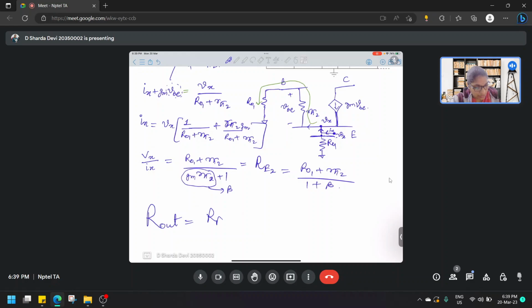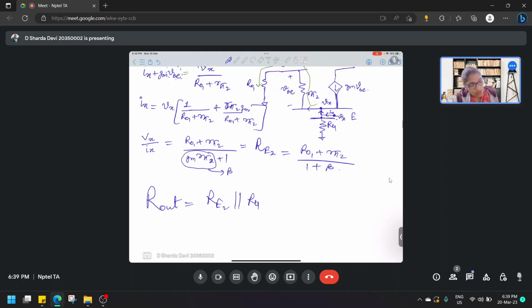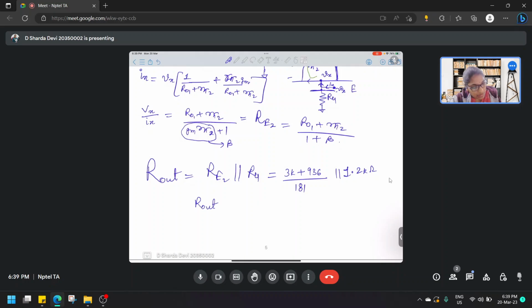will be Re2 parallel to R4. So this Re2 is actually 3 kilo ohms plus 936, which is R5 by 181, parallel to R4 is 1.2 kilo ohms. So this R out actually turns out to be around 21.4 ohms. This is the R out that we observe from the output of the CC stage.